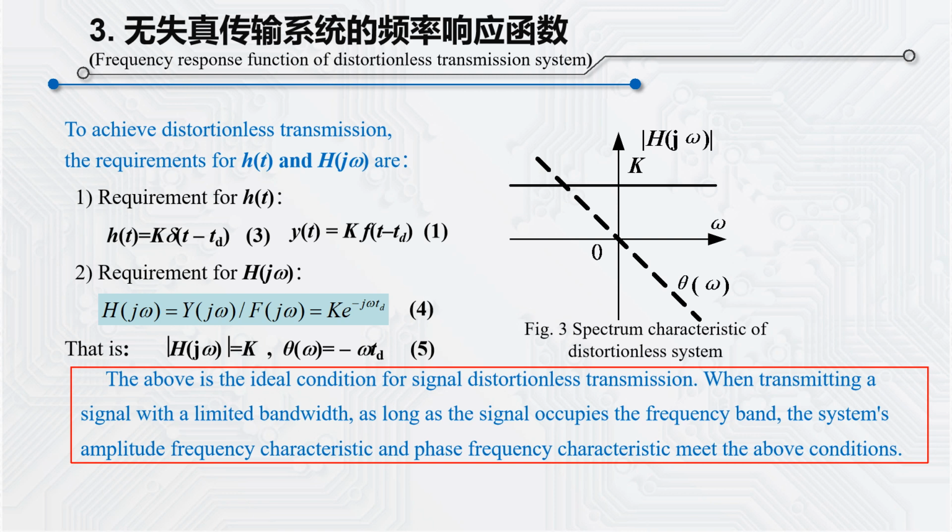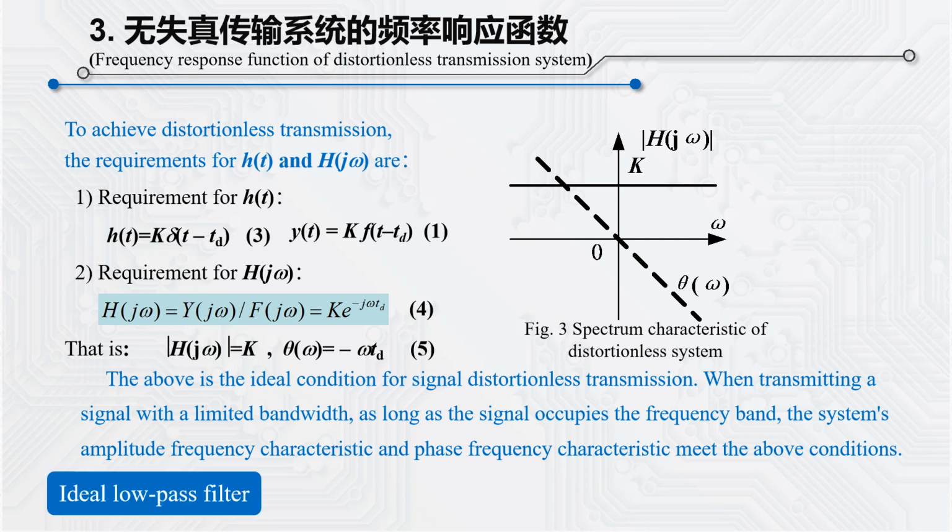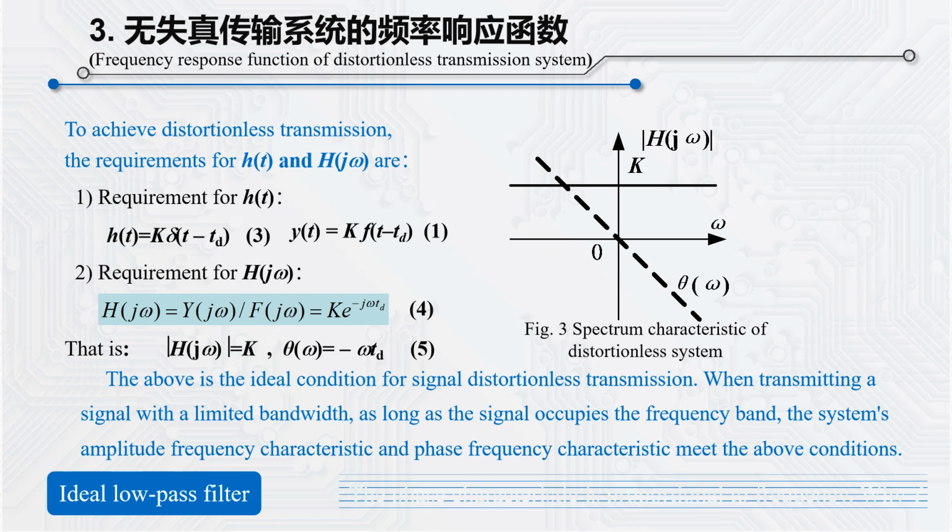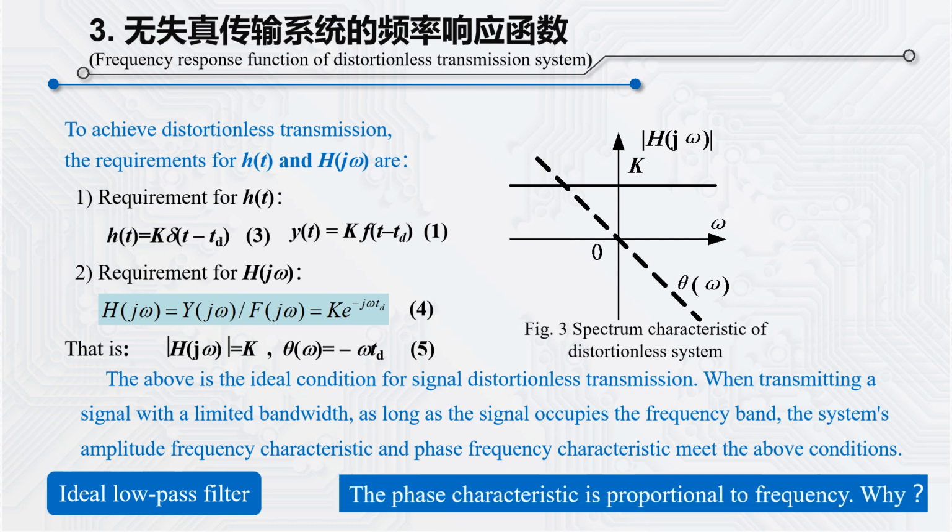A signal with limited bandwidth can be transmitted as long as, in the frequency range occupied by the signal, the amplitude frequency and phase frequency characteristics of the system meet the above conditions. For example, an ideal low-pass filter can be regarded as a distortionless transmission system, as long as the phase is proportional to the frequency of the system. The system can then transmit signals without distortion. That is to say, the phase characteristic curve must be like that, as shown in this figure.